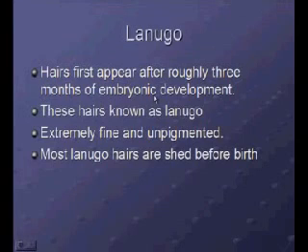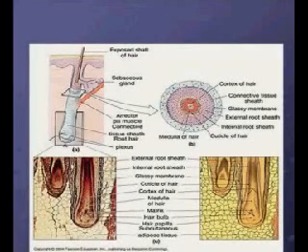Now there are different types of hair. We'll talk about each of those. Lanugo hair. This is hair that first appears after the first 3 months of embryonic development. These hairs are known as lanugo hair. Extremely fine hair. It's unpigmented. Most of these hairs are shed before birth. This is another illustration of the hair follicle. This is a histological slide of the hair follicle that you should be able to recognize for the purposes of your anatomy lab. You should be able to identify the structures as listed on this slide.